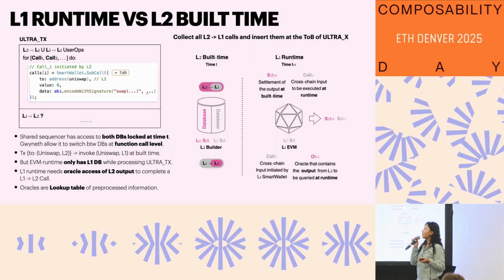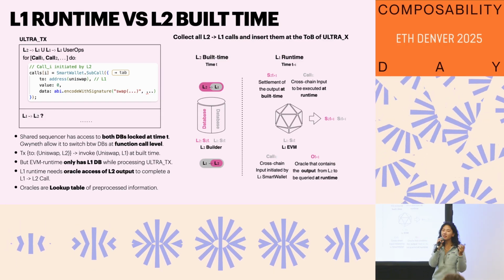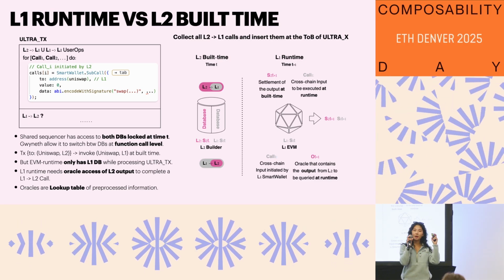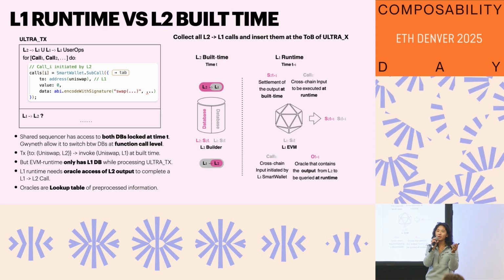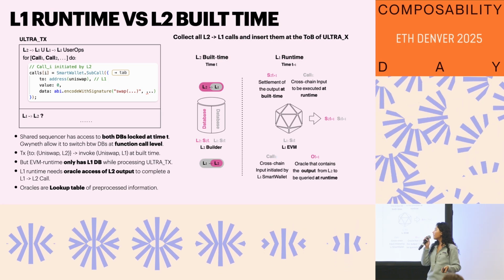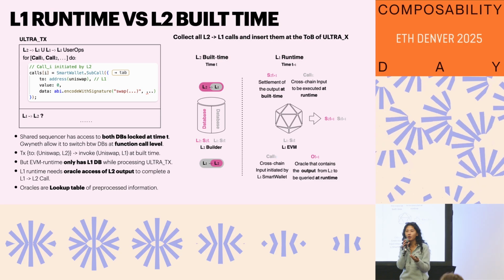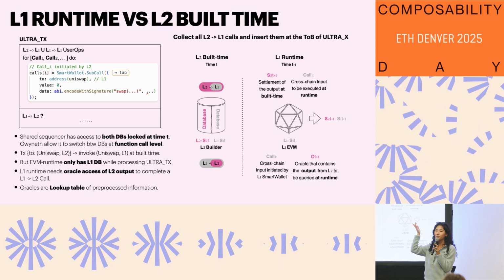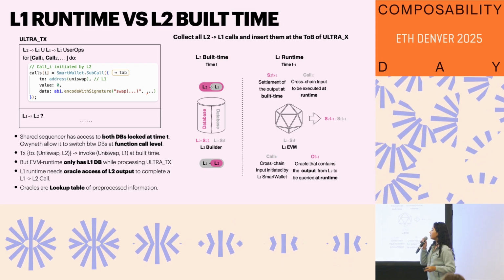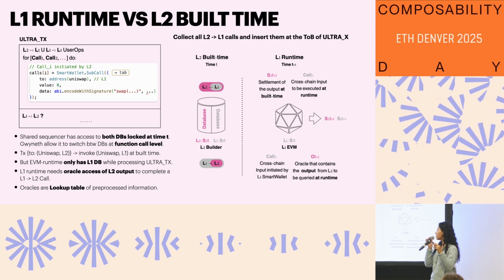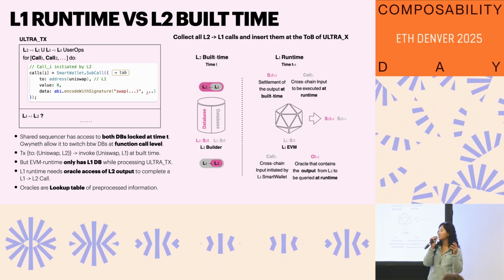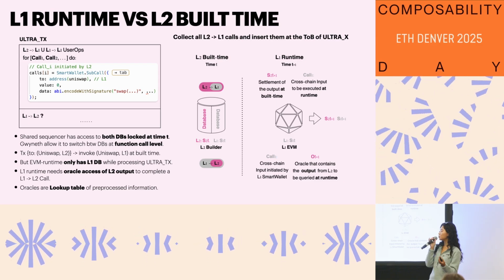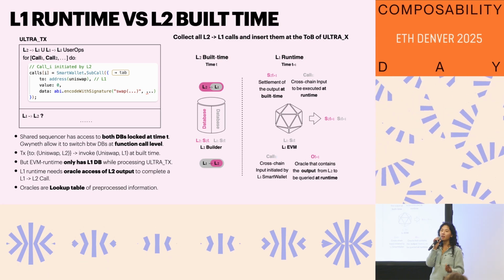So this is what we do at the top of the Ultra transaction. We collect all of the L2 to L1 call and program them as a subcall in the fashion of account abstraction, right? But what about L1 to L2 call? Well, I find it very useful to distinguish this notion of L1 runtime versus L2 build time, right? Because at build time, a shared sequencer has access to both DB locked at time t. While Gwyneth will allow the builder process to switch between DB at a function call level.